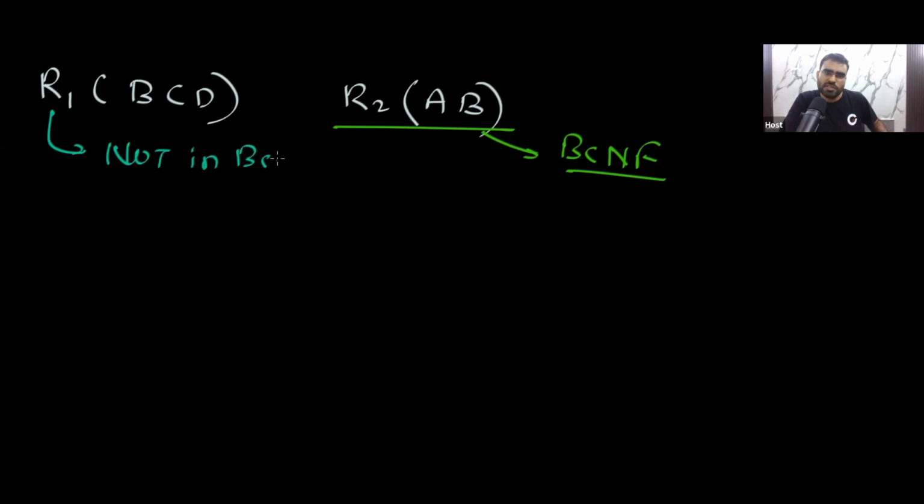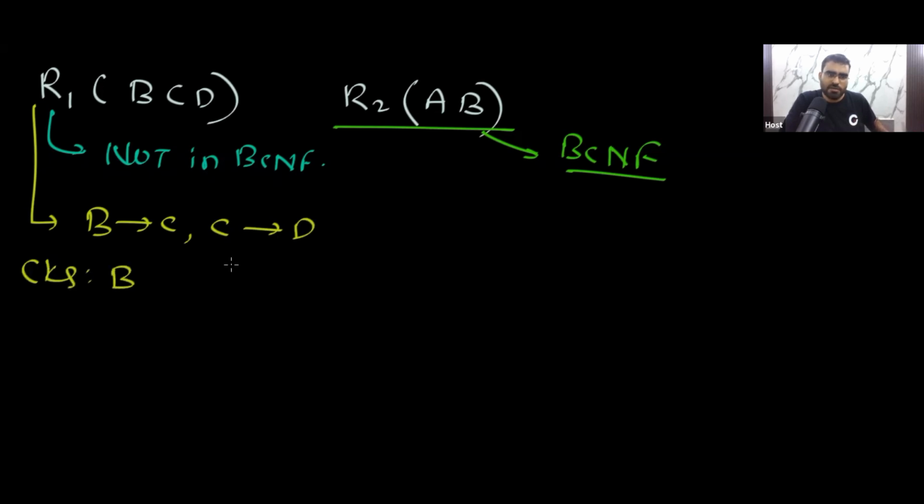Why is this not in BCNF? Because just see what the functional dependencies in R1 are. In R1, we have B determining C, C determining D. So what are the candidate keys? The candidate key is B. So this is the violation, a violation of BCNF.